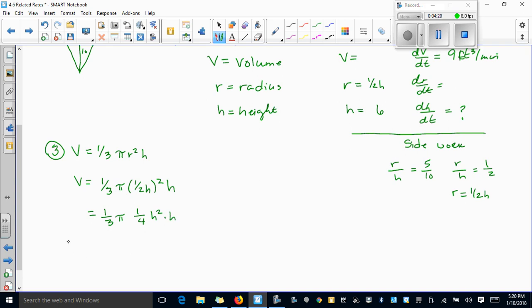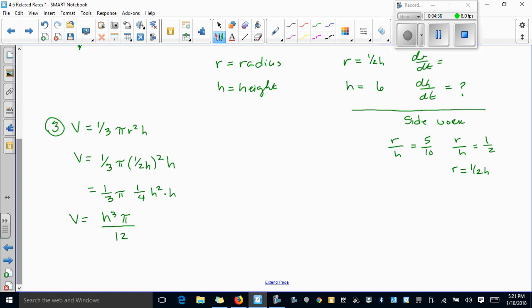Step 4, step 5 is getting the derivative. So that's where we're at, step 5. So we're going to get dV dt is equal to 3h squared pi, it's just a constant, dH dt, and don't forget that we're still over 12. Okay, so the derivative of V is just dV dt. When I did the derivative of h cubed, I got 3h squared dH dt. The constant that h cubed is being multiplied by stays. It doesn't go away.